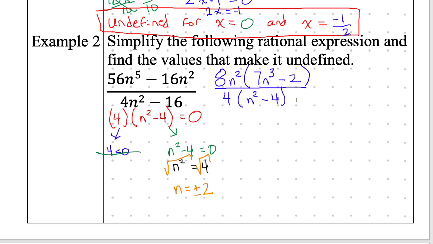All right. From there, we can say that our excluded or undefined values, the values that will make this thing bad. Let's do undefined. That's not how you spell undefined, Mr. Snell. Undefined. Oh my gosh, can't write. For x is equal to negative 2, x is equal to positive 2. That's half of the answer.